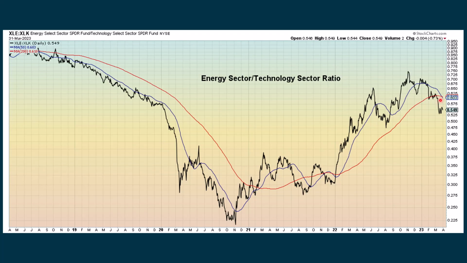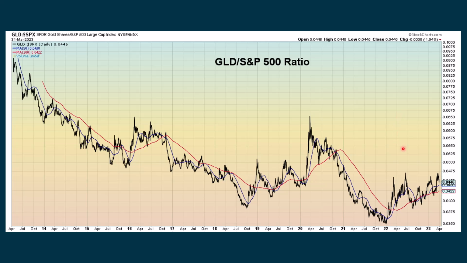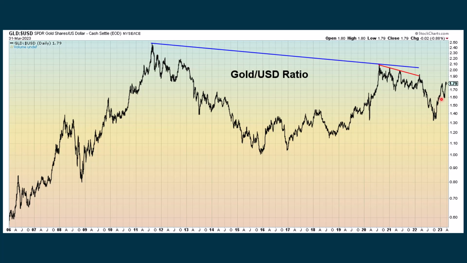Energy is giving us a death cross compared to tech. As tech is doing better, energy has been showing some weakness, where in 2022, energy was the star sector. Gold is still in an overall uptrend compared to the S&P. Gold is also doing well when compared to the US dollar.